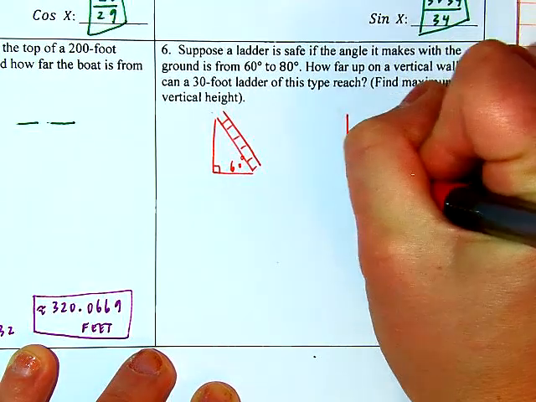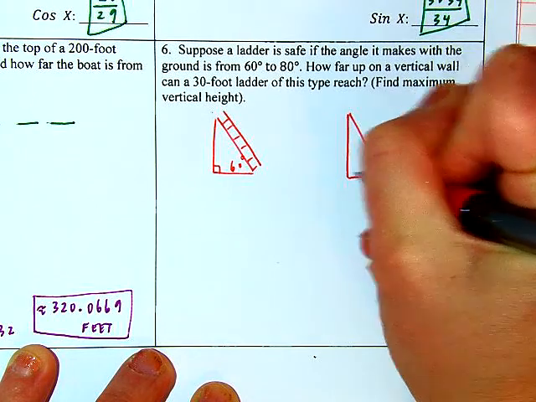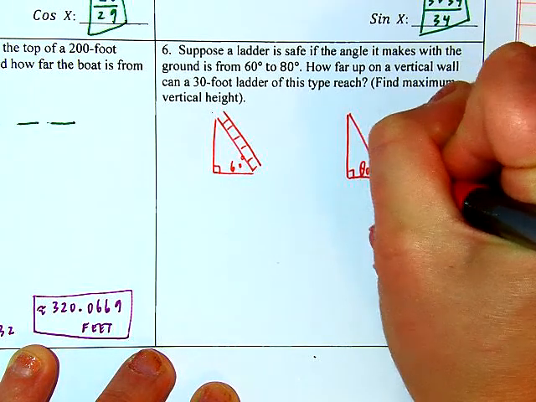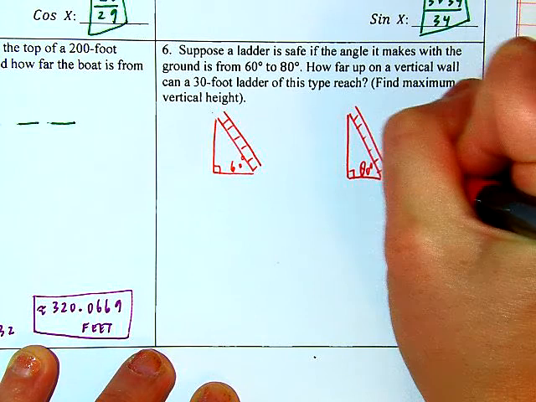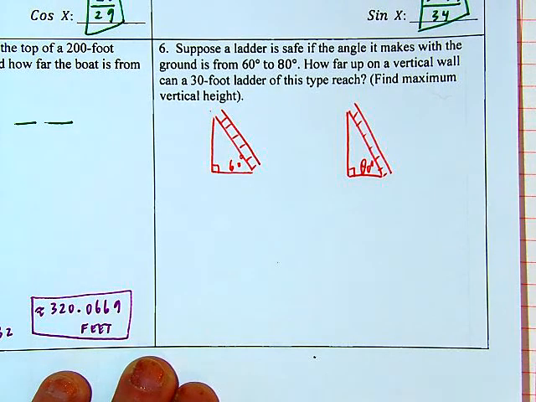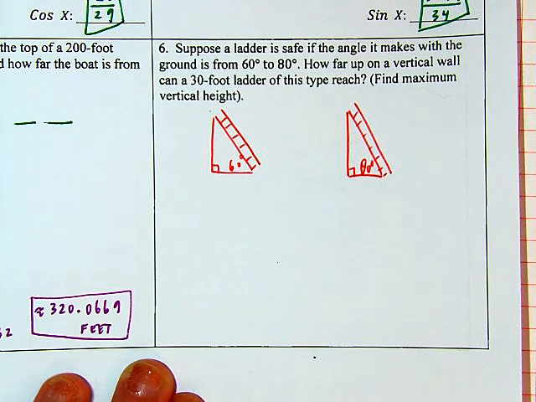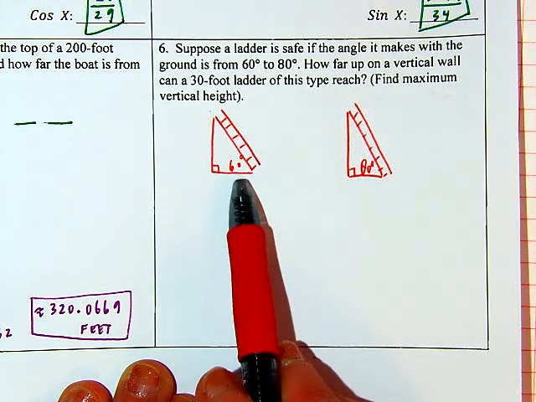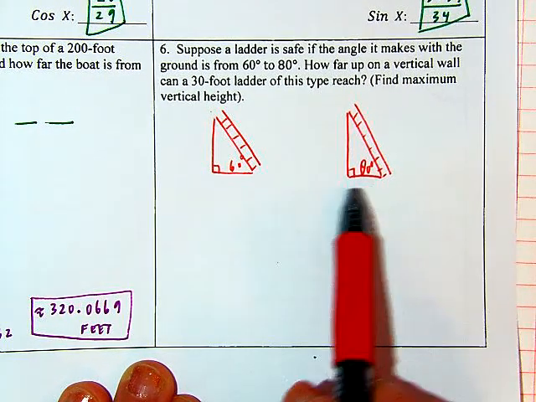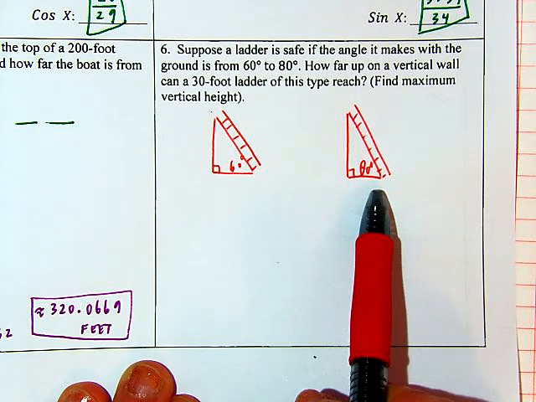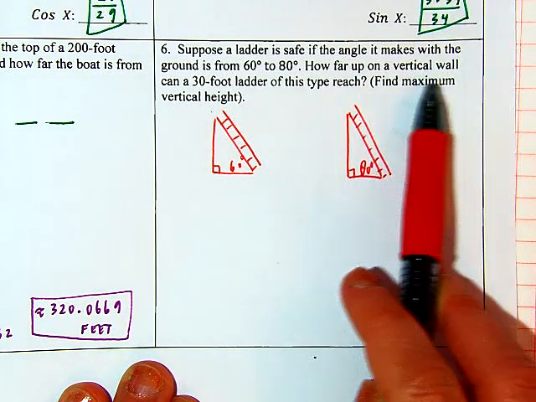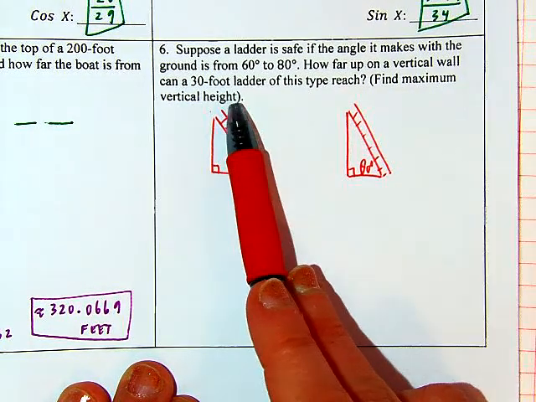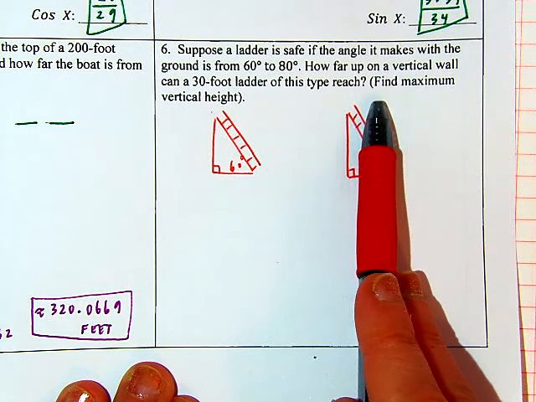Or it could be like this, where this is 80 degrees, and here's my ladder. All right, so we're told our safety restrictions. We're told it's safe if the angle it makes with the ground is from 60 to 80 degrees. So anything in between these two extremes is safe. Now, how far up on a vertical wall can a 30-foot ladder of this type reach?